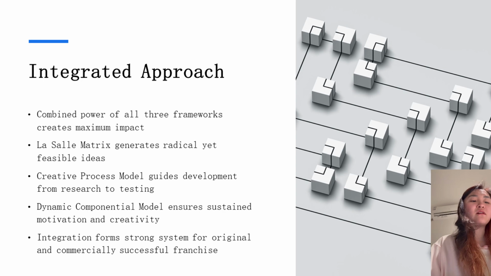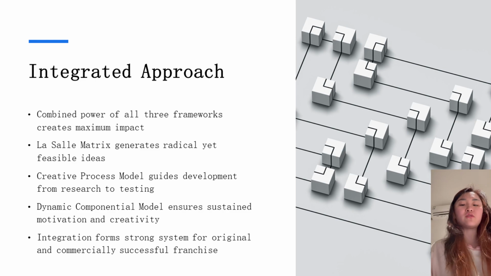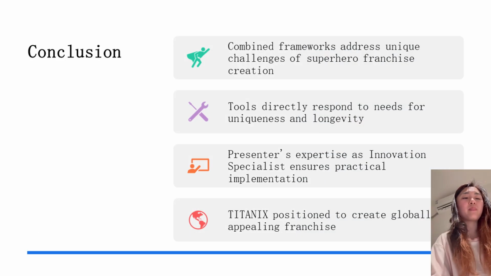All their structure has the potential to form a strong system that will help Titanix to be organized and successful in its superhero functions. In summary, the innovation matrix and the creative process model, and the componential model, allow Titanix to develop bold ideas, develop them through a well-designed process, and maintain the motivation required to be breakthrough innovators.